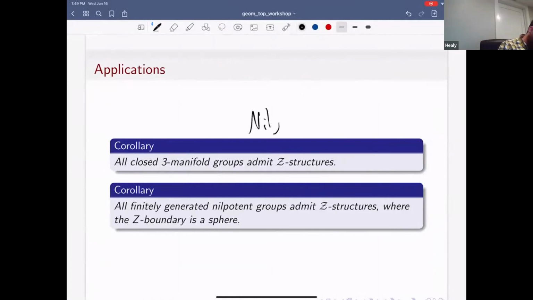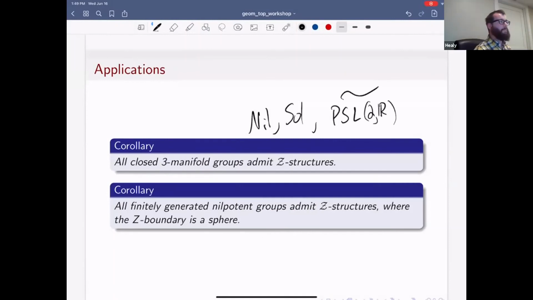But you have things in here like Nil manifolds, Sol manifolds. You also have to consider non-geometric manifolds. You have mixed manifolds that you kind of have to piece together. So just sort of chasing down the different details, you can worry about these case by case. I think the most interesting one is the PSL(2,R) universal cover. That one's kind of funky. But again, using special properties about each one of these geometric cases and then putting them together using the JSJ decomposition, you can conclude Z-structures for closed three-manifolds.